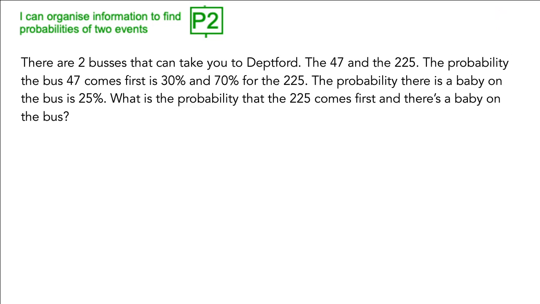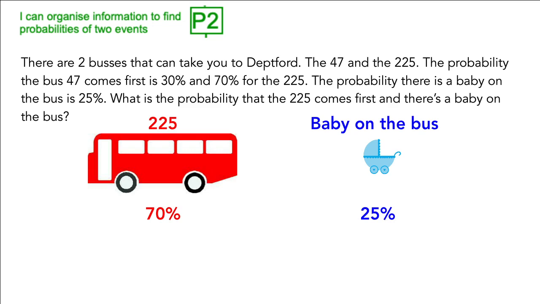Once again, we identify the probabilities we want. 70% of the time, the 225 comes first, and 25% for a baby being on the bus. We multiply the probabilities to give us the final answer. To multiply percentages, it would be easier to change the percentages into fractions. 70% as a fraction is 70 over 100. Simplified, that is 7 over 10.